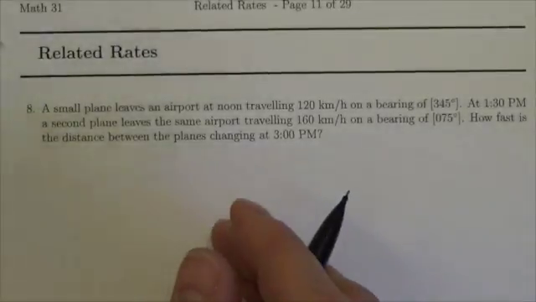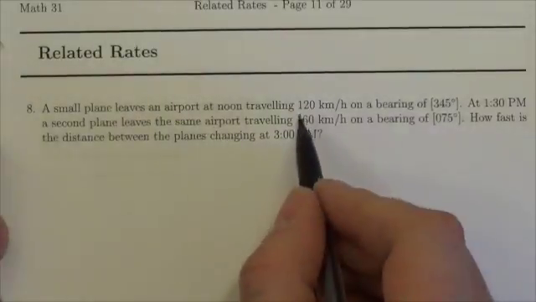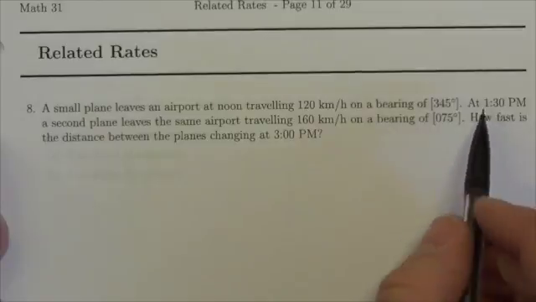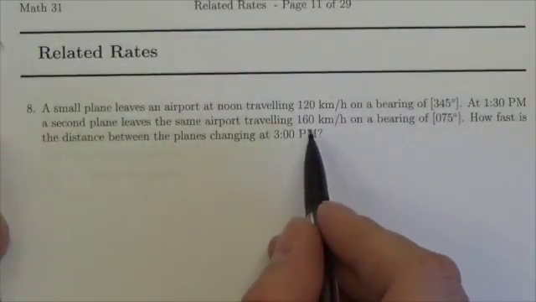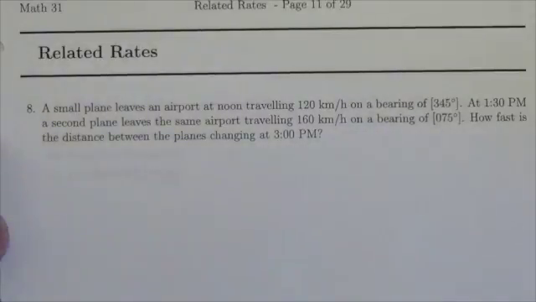So in this related rates problem, we read that a small plane leaves an airport at noon, traveling 120 kilometers an hour on a bearing of 345 degrees. At 1:30 p.m., a second plane leaves the same airport traveling 160 kilometers per hour on a bearing of 75 degrees. How fast is the distance between the planes changing at 3 p.m.?